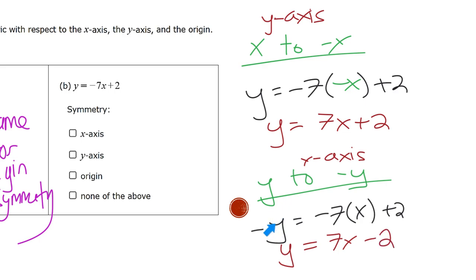If I divide this by negative 1, I get y. Divide this by negative 1, it's positive, which is almost good, but if I divide this by negative 1, I get negative 2. Notice how this and this are not the same, nor is this the same as our original. So none of these are the same, so that means there are no symmetries.